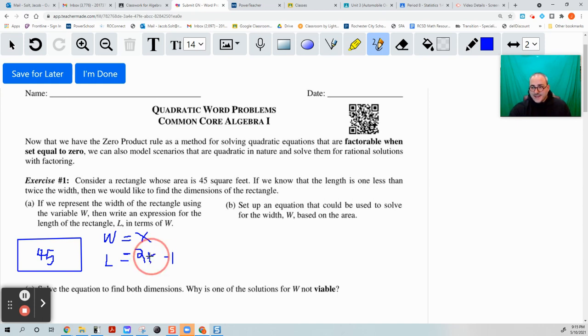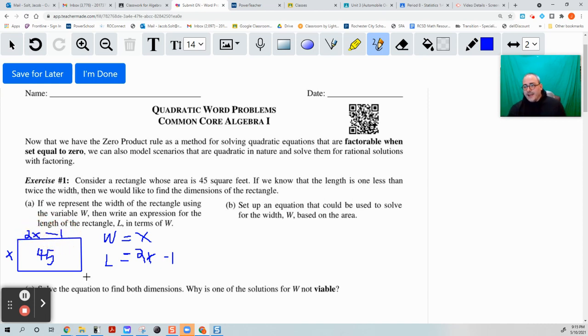If the width is x and the length is one less than twice the width, then the length could be expressed as 2x minus 1, and the width could just be expressed as x. So I could just put an x here. And then I could say the length is 2x minus 1.